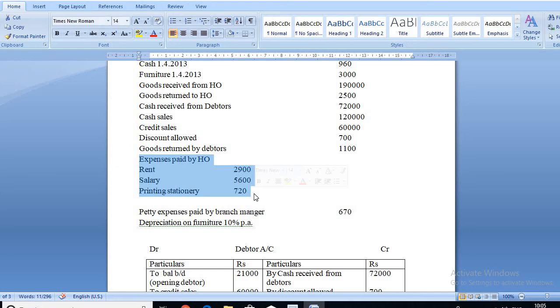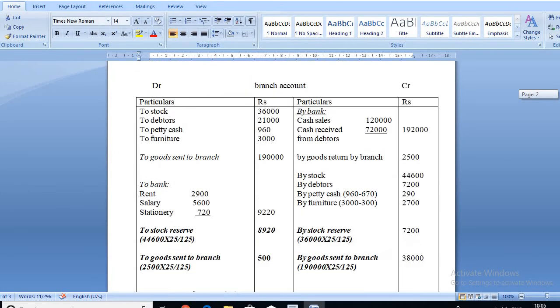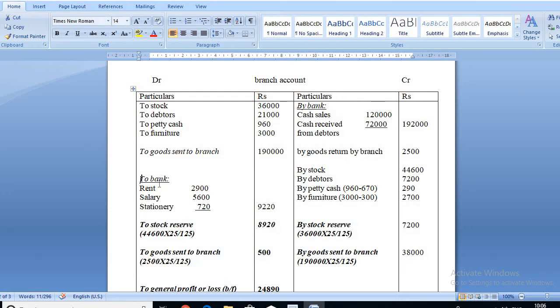And the next one, expenses paid by head office. We know that according to the nominal account rule, we should debit all expenses in branch account, debit side, and the head to bank, debit all expenses. The total is 9,220 rupees.